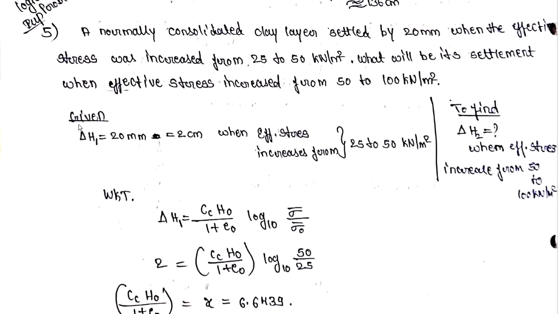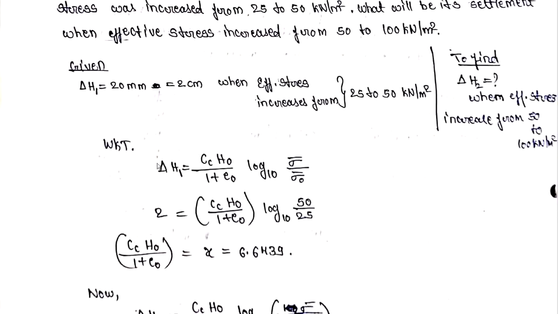So what have they given? They have given that settlement delta H1 is equal to 20 mm, that is 2 centimeter, when effective stress was increased from 25 to 50 kilonewton per meter square. But what is delta H2 when effective stress was increased from 50 to 100 kilonewton per meter square is the thing which we need to find out.